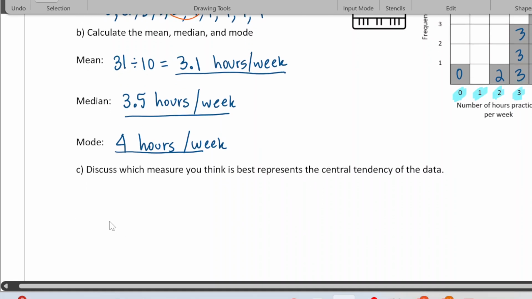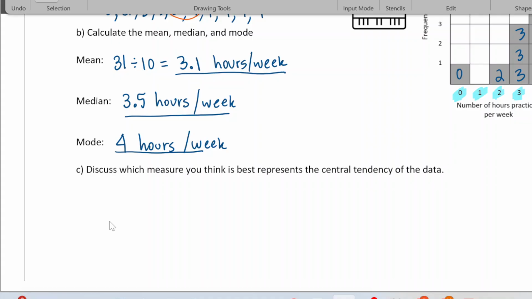So it says here now, discuss which measure you think is best. So we do have a pretty extreme outlier there. We have that 0. Maybe she was sick that week, or maybe she went on vacation, right? There could be a good explanation for that 0, but it's definitely skewing that mean lower than what's happening typically, because the mean is saying 3.1, but most of the time she's practicing more than 3 hours. So that 3.1 is skewing a little bit lower. So there is an outlier, the 0 hours, which skews the mean downwards.